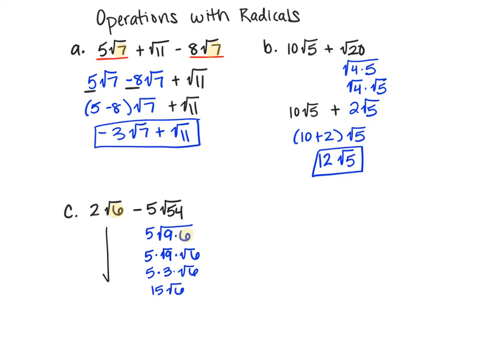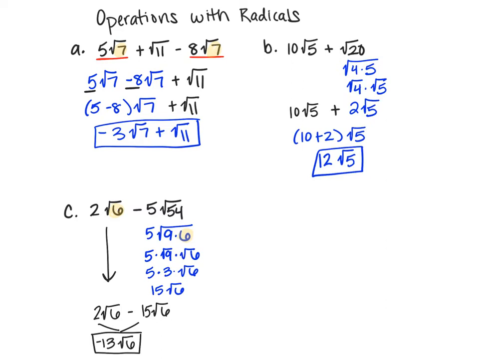So now we're just going to bring down the 2 root 6 that didn't need to be simplified, and then subtract the 15 root 6. So 2 minus 15 is negative 13. And then you have your root 6, and negative 13 root 6 is your final answer.